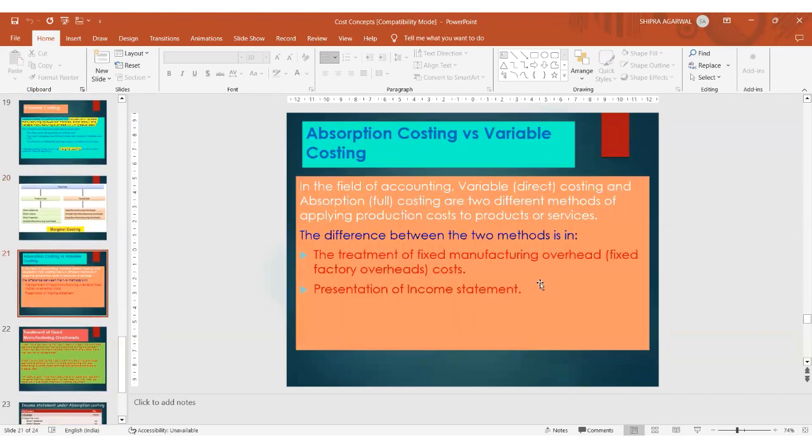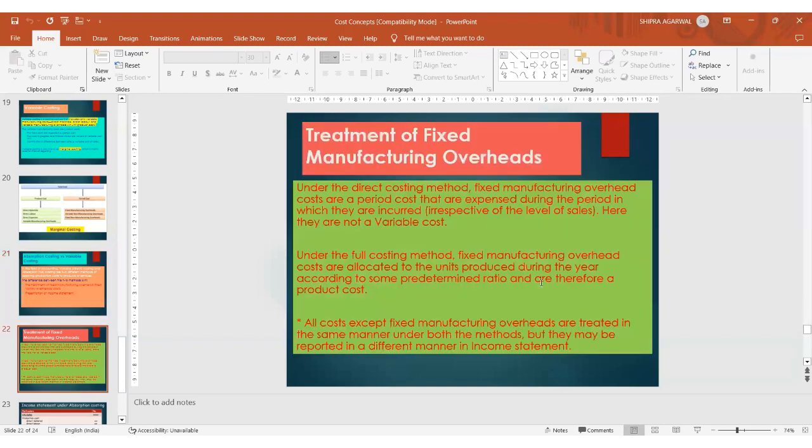So the basic two differences between absorption and variable costing are in the treatment of fixed manufacturing overheads, how to treat them, and the presentation of the income statement. When I'm talking about the treatment of fixed manufacturing overheads, in case of absorption costing, your fixed manufacturing overheads are treated as a product cost. That is, it is treated as an inventoriable cost, whereas in case of variable costing, they are treated as a period cost, right?